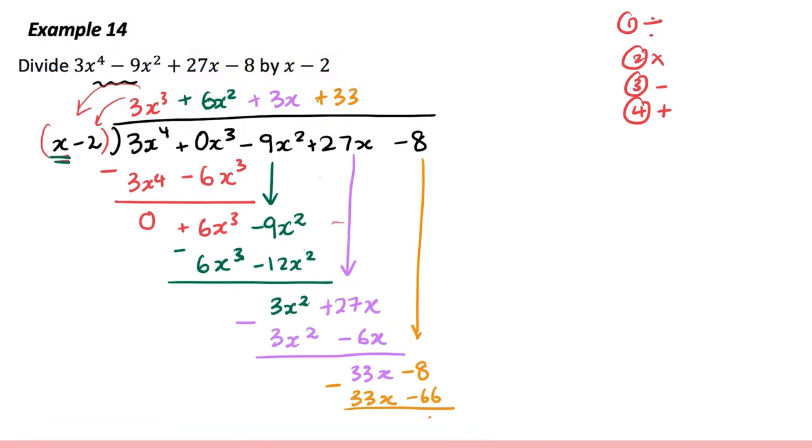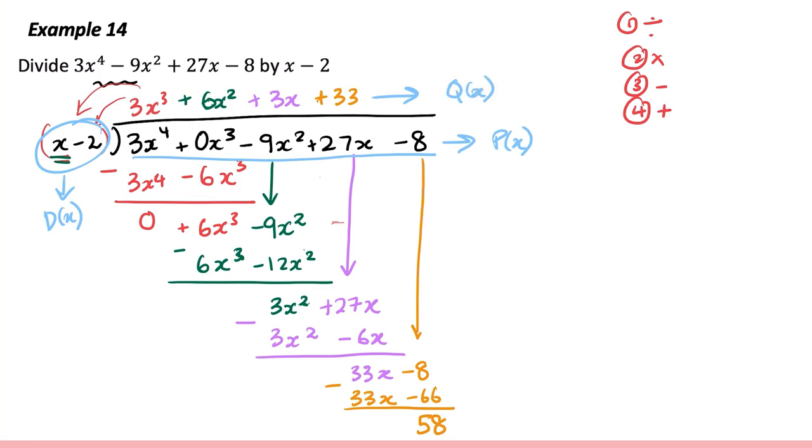So that will be 58 there. All right, and we can't really do much else because we need x's to be able to multiply it. So this is what we have as our remainder. If we were to break down the different parts of what I've got here, this is what I call my divisor. This is what I call my polynomial. This is what I call my quotient. And this is what I call my remainder.